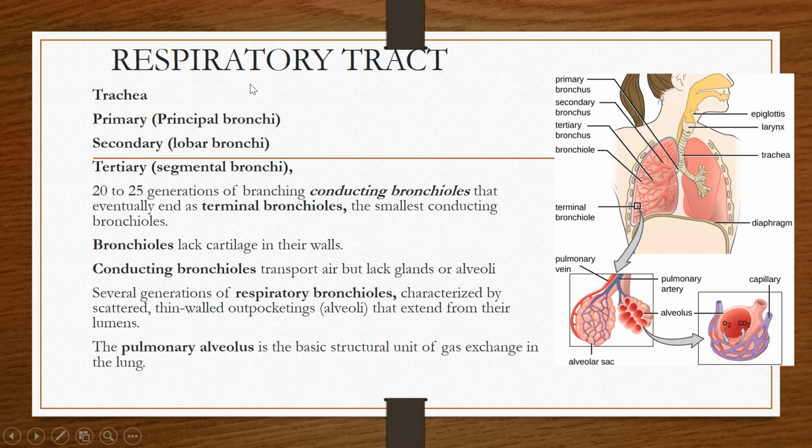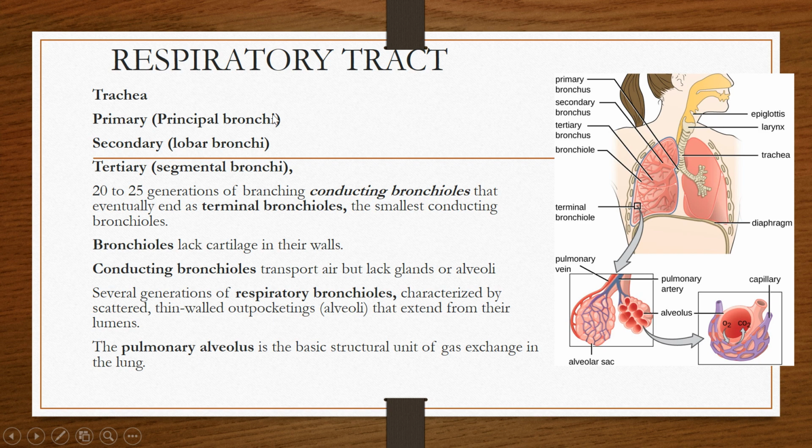Now I have told you about the respiratory tract, the whole tract which is formed. Okay, number 1, there is trachea. See here, can you see the trachea here? Trachea. One trachea will divide into 2 principal or primary bronchi. Why into 2? Because there are 2 lungs. So 2 principal or primary bronchi.